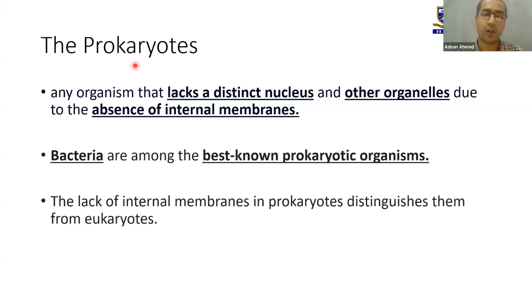So what are the prokaryotes? Prokaryotes are cellular microorganisms. They are unicellular, made up of one cell, and that cell does not contain any nucleus, right? And what are the examples? We have bacteria. Bacteria is a classic example of the prokaryotic cell. They lack internal membranes, and this lack of internal membranes distinguishes them from the eukaryotes, right?